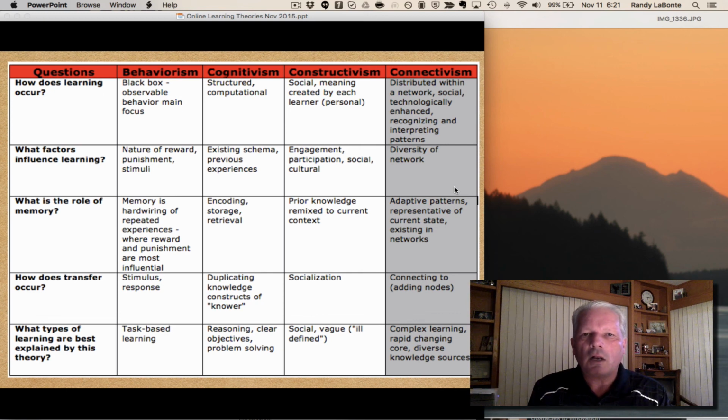So when you think about that in an online environment, again, those three C's: purposeful, structured, cognitivism, that's a teacher centered kind of approach. Constructivism, that's engaging learners and having them react and interact socially through a distributed network. What factors influence? Well, in behaviorism, reward and punishment didn't work too well for me raising my kids. But in cognitivism, previous experiences can factor, so it's prior knowledge, prior behaviors and learning and understanding. Constructivism is engagement again, and connectivism, diversity of a network.